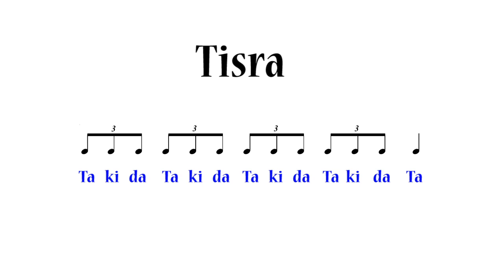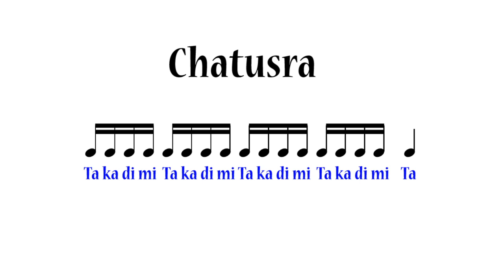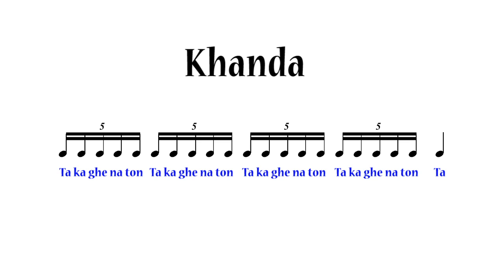So starting at tisha. Ta-ki-te, ta-ki-te, ta-ki-te, ta-ki-te, ta. Chatusha. Taka-di-mi, taka-di-mi, taka-di-mi, taka-di-mi, ta. Kanda. Taka-gi-nut-tone, taka-gi-nut-tone, taka-gi-nut-tone, taka-gi-nut-tone, ta.